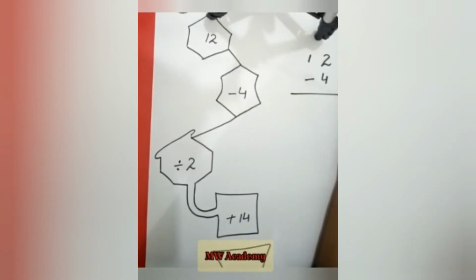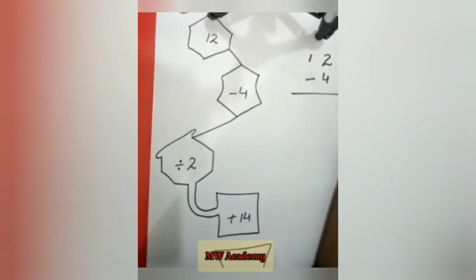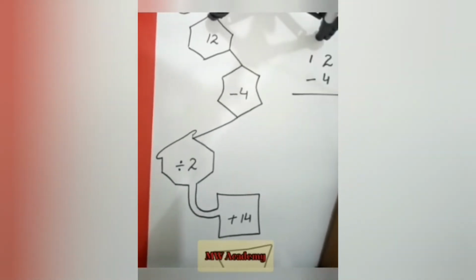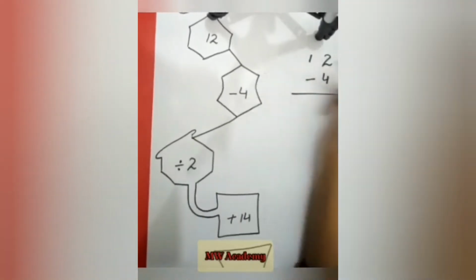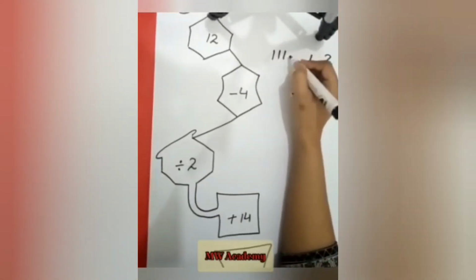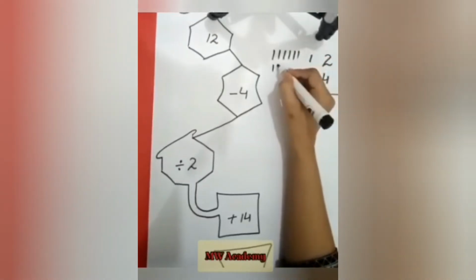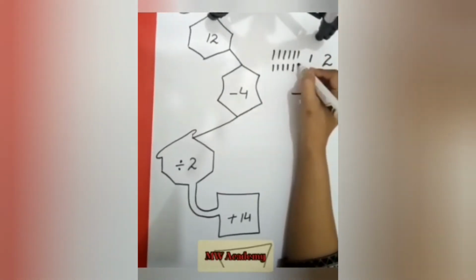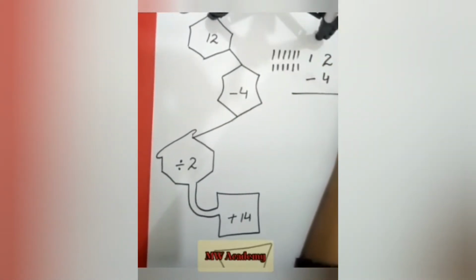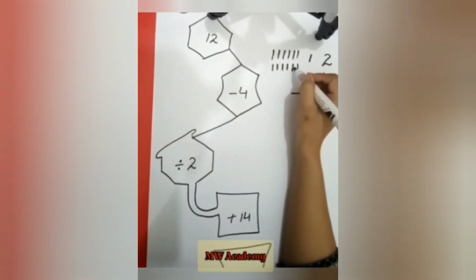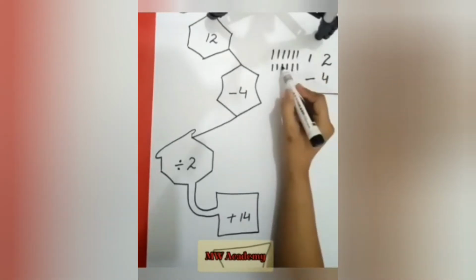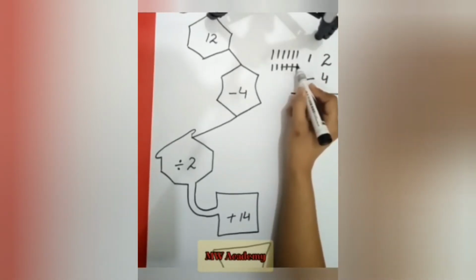Okay, what we have to do here is subtract 4 from 12 in a very simple way. You know how we do subtraction. So first we will draw 12 lines: 1 2 3 4 5 6 7 8 9 10 11 and 12. Okay, how many numbers do we have to cut? We have to cut 4 numbers. Then 1 2 3 4. We have cut 4 lines.